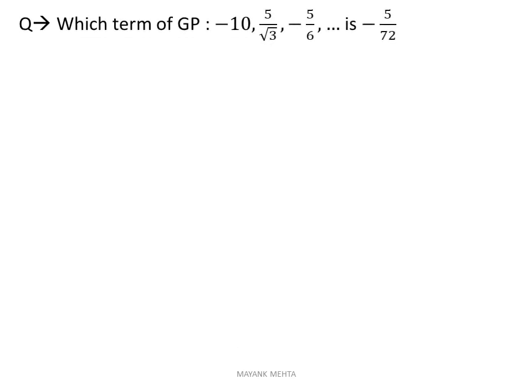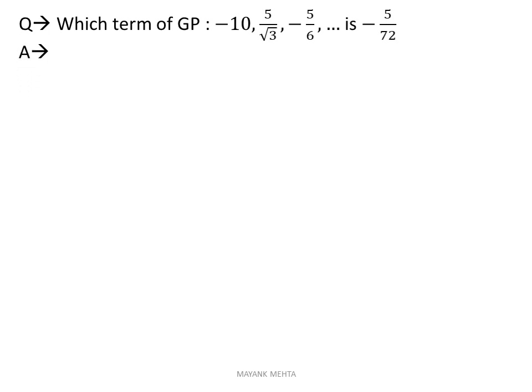Now, which term of the GP is minus 5 by 72? See, the GP is given, the nth term is given. This question is very important. Do focus well over here. The nth term is given, so which number of term is it? You will need to find that.